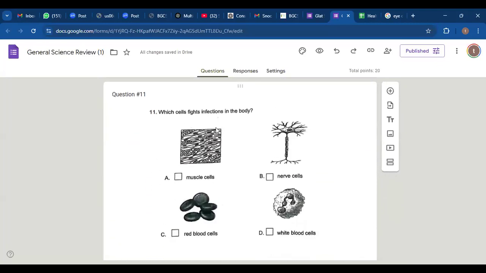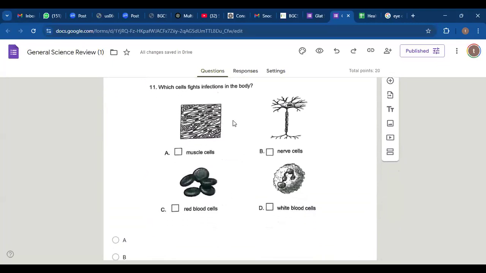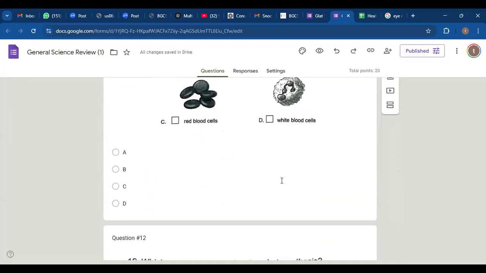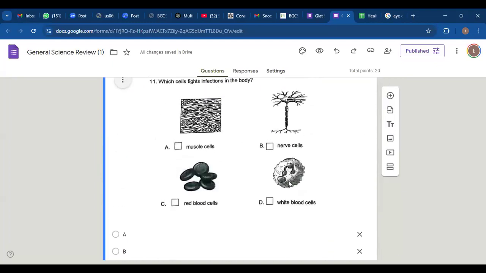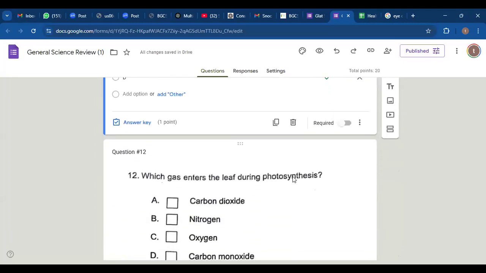Number 11. Which cells fight infections in the human body? White blood cells. D. White blood cells. Number 12.